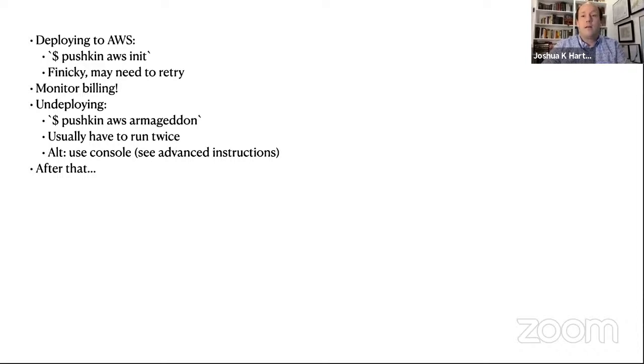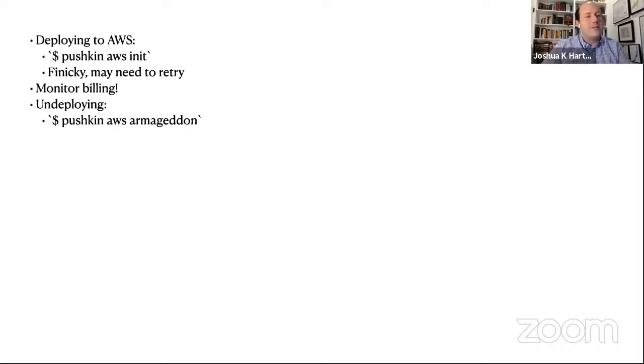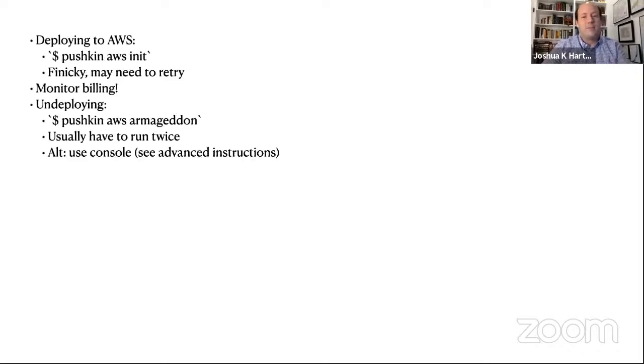Okay, sorry, let me go back to the monitor billing part. The other thing to know, if you haven't used Amazon Web Services before, is that you pay essentially by the second and by the byte. When data is transferred, you pay for that. Every second that a computer is running, you pay for that. And the numbers are very, very small, but they can add up over time.